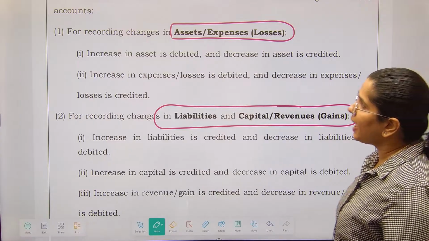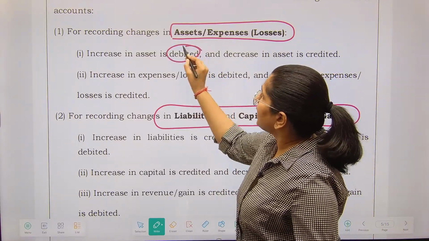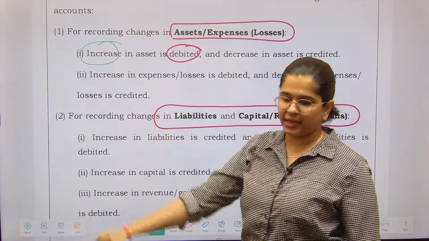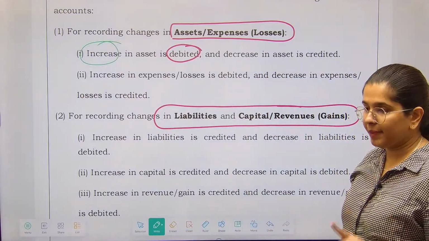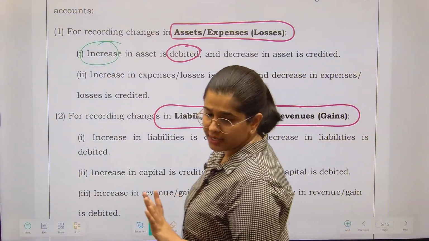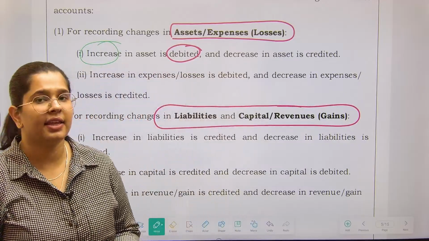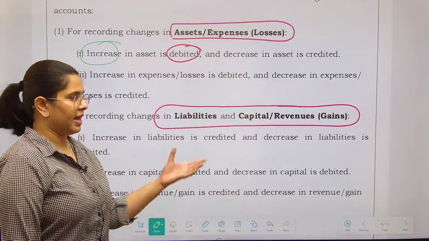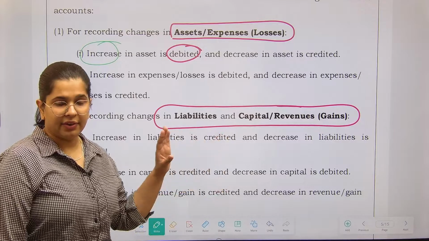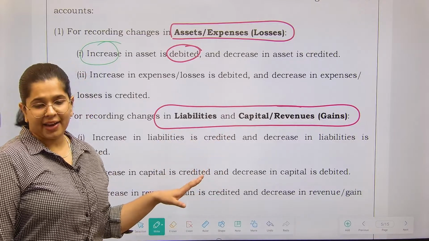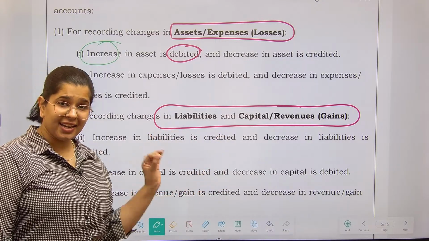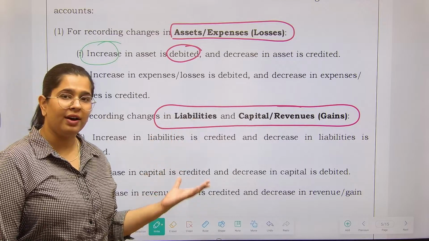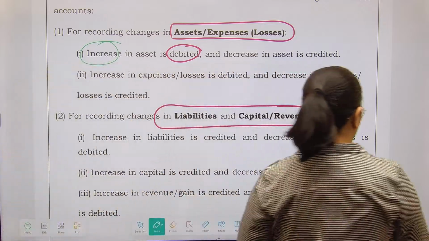So assets and expenses, they increase if they are debited. ठीक है? If they are debited, then they are going to increase, and if they are credited, then they are going to decrease, and the vice versa. You can read this on your own. I don't think there is any need of explanation over here. So that's why we are moving forward.